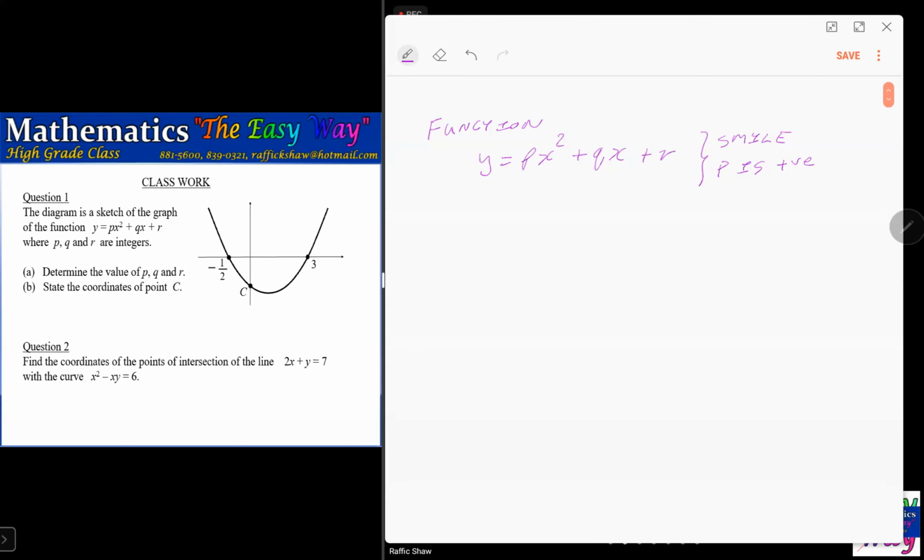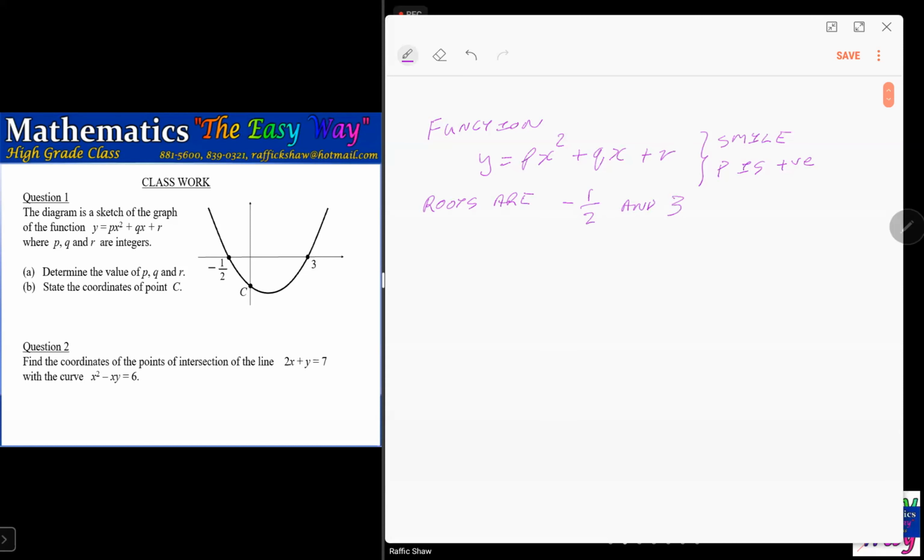And from the graph as well, we can see the roots. The only thing we can see on this graph are the roots. So the roots are -½ and 3. So okay, since we know the roots, we can write back the equation in terms of the roots.